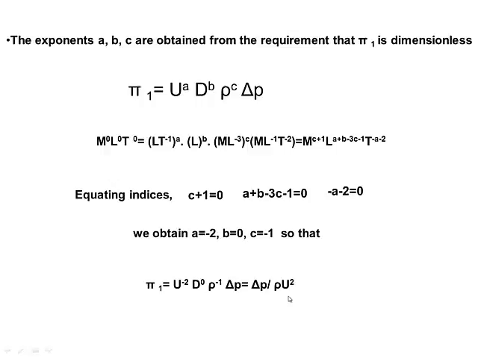For finding the second pi term, we can use the 3 repeating variables with the next parameter L. Using the same procedure we have done for deriving the first pi term, we can find the unknowns a, b, and c in this case also. The second pi term can be derived as L by D. In a similar fashion, we can derive the third pi term as E by D and the last pi term as μ by ρuD.